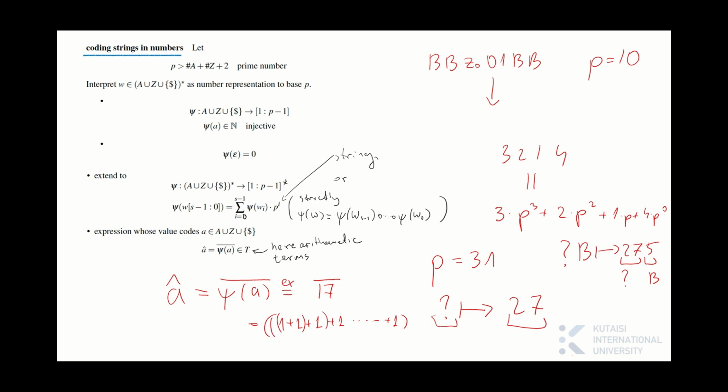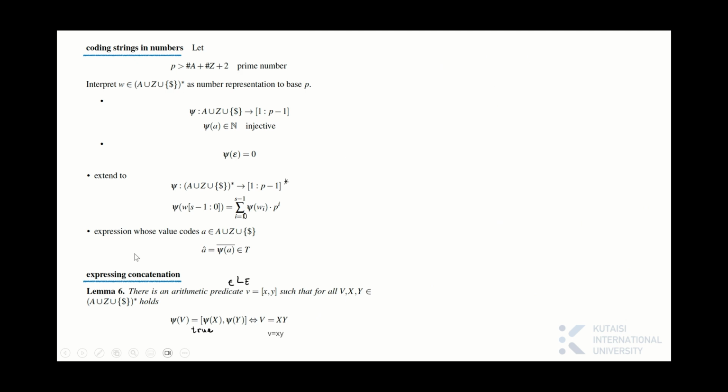But now this, a bar, is viewed just as a string in the language of natural numbers. This is just a formal string. So a hat represents a formal string in the language of natural numbers that corresponds to symbol A. In reality, in this case it is 17, but think of it as a string 17. Okay, we do this. And now comes our first concatenation lemma.